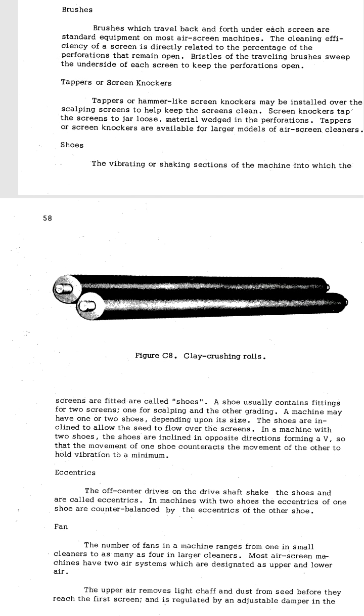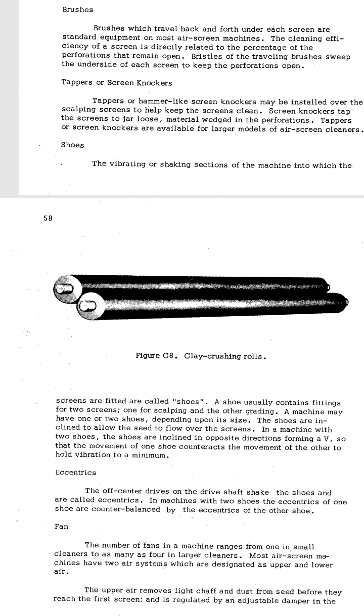Okay, the next part is brushes. Brushes which travel back and forth under each screen are standard equipment on most air screen machines. The cleaning efficiency of a screen is directly related to the percentage of the perforations that remain open. Also, generally, the traveling brushes swipe the underside of each screen to keep the perforations open.